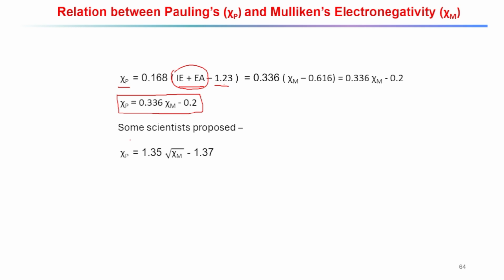Even some scientists proposed that chi p and chi m should be related like this: chi p is equal to 1.35 times the square root of chi m, and then you subtract the value 1.37. So you can use either of the two formulas to relate Pauling's electronegativity with Mulliken's electronegativity.